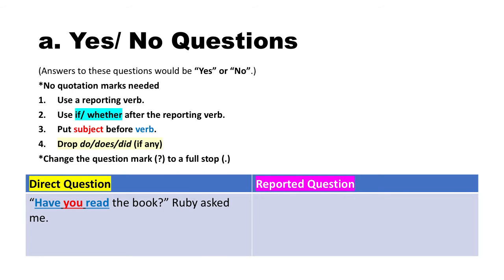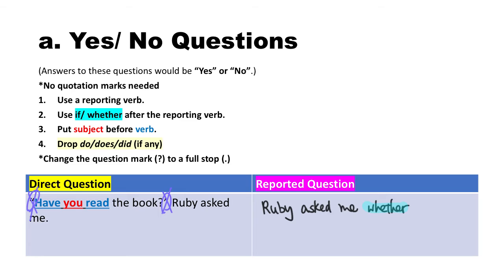Let's change one more yes-no question together. "Have you read the book?" Ruby asked me. We do not need the quotation marks. First, we write the A asked B construction. After that, we use if or whether after the reporting verb because this is a yes-no question. Again, it's up to you whether you use whether or if, they're the same.